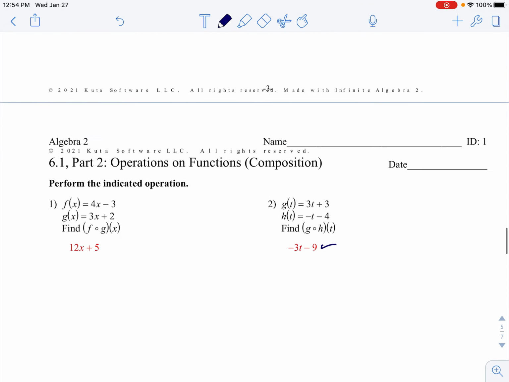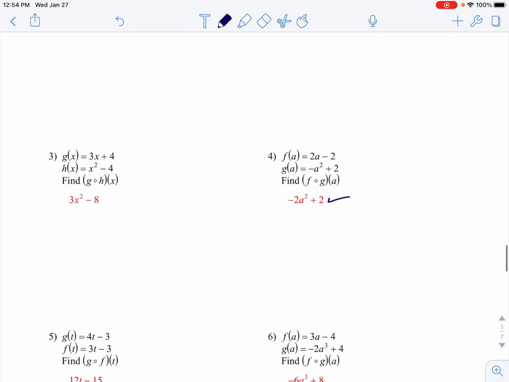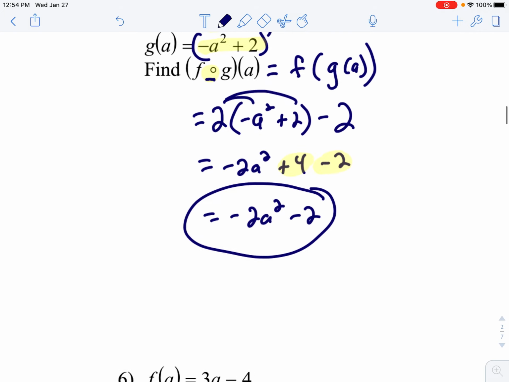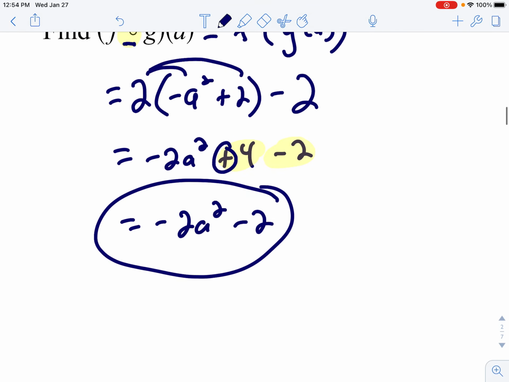Let's check number 4. Negative 2a squared plus 2. Is that what I have? I have negative 2a squared minus 2. That's because I made a mistake. Plus 4 minus 2 is positive 2.